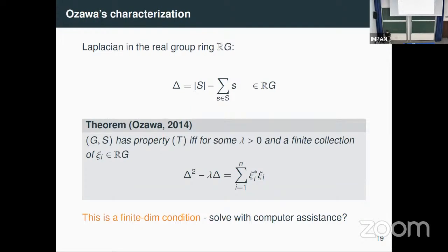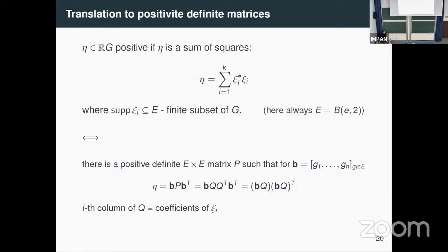In Taka's original paper, I think even in the abstract, he suggested that perhaps this opens the possibility to try to prove property T for new classes of groups using computer-assisted methods. And this is exactly what we're going to do. So how should we go about this?